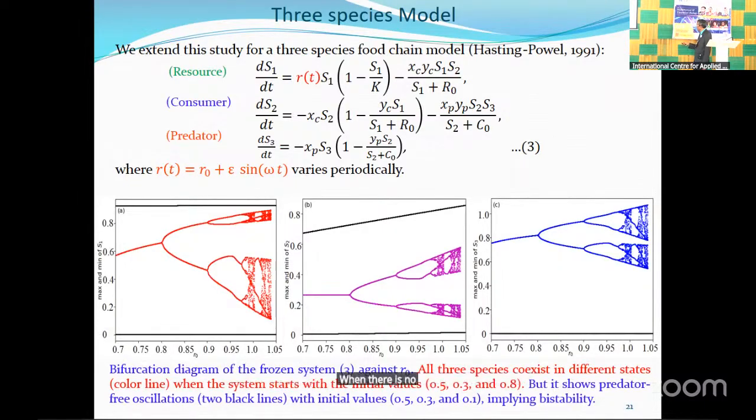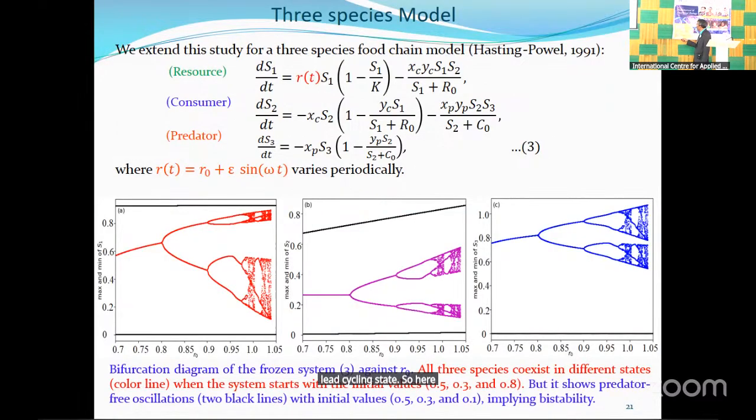When there is no time dependency, observe that there is chaotic behavior. So this is a stable behavior, this is period doubling bifurcation, periodic windows, and there is chaotic behavior. If we start with this initial value, and on the contrary if we start with this other initial value, then your system does not show any chaotic behavior, rather it shows a predator extinction behavior, a predator-free limit cycle state.